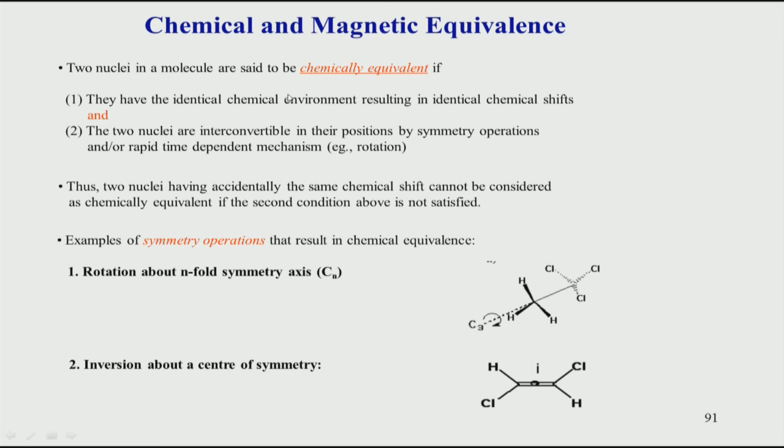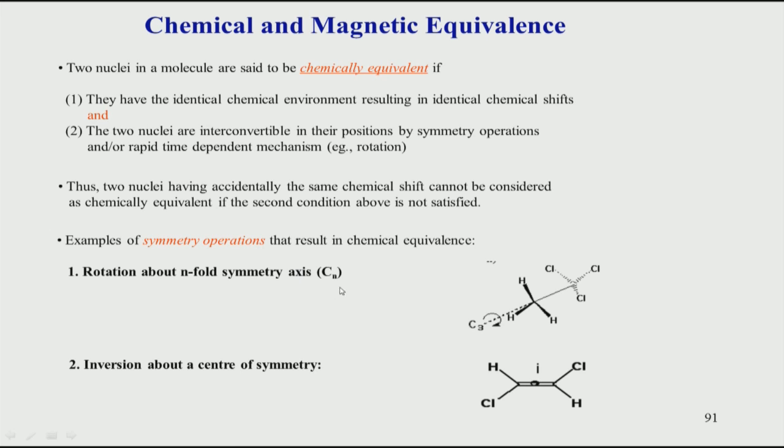If only the first condition is satisfied, if only the chemical environment is accidentally the same, then they are called chemical shift degeneracy. That means they are degenerate. The two hydrogen atoms have accidentally the same chemical shift value and they are degenerate or overlapped, but they are not chemically equivalent.